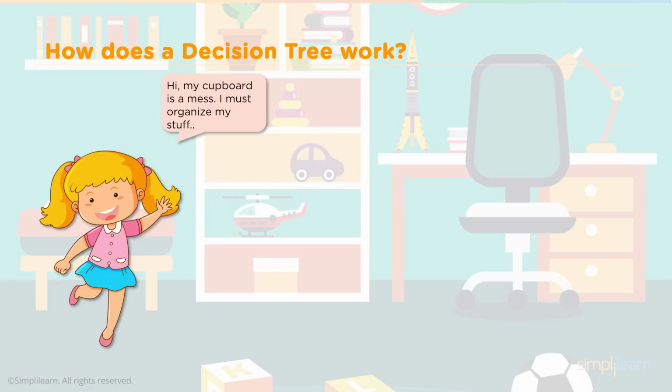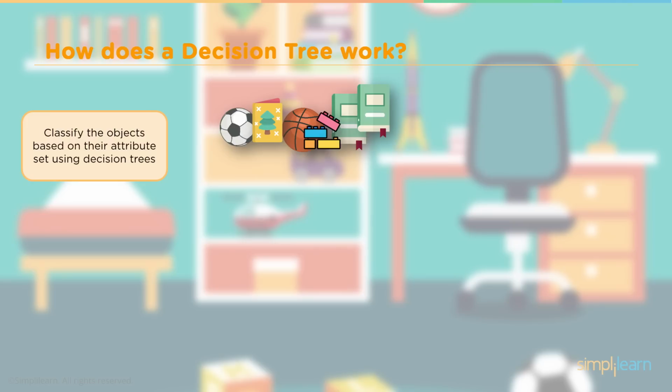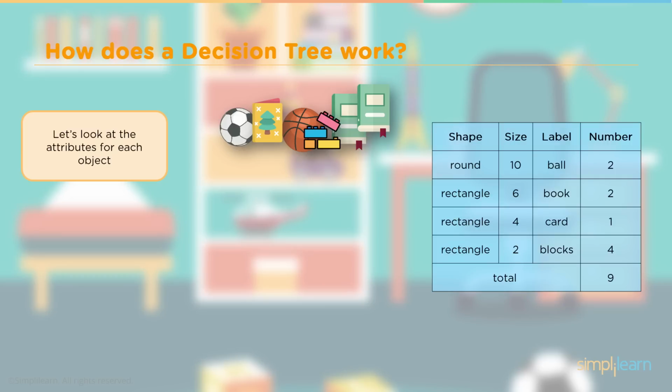Here we have another example, and we're going to attach some values to this one in a moment. We're going to move away from the fruit and go to everybody's favorite thing, organizing a child's closet. Here we have a young lady waving at us, "Hi, my cupboard is a mess. I must organize my stuff." We're going to classify the objects based on their attribute set using a decision tree. We have a shape, a size, a label, and a number.